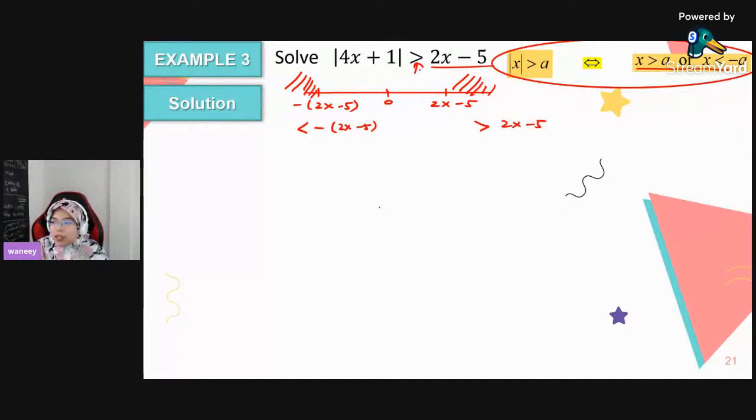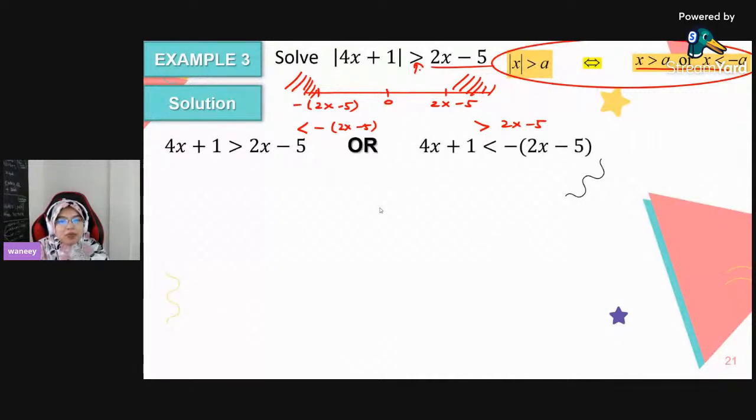Okay, so now let me write them down. So 4x plus 1 greater than 2x minus 5. Or 4x plus 1 less than negative of 2x minus 5. Oh, saya tertukar tempat dia. Tak apalah. Redo je lah. Okay, so 4x plus 1 greater than 2x minus 5. So this is on the right hand side. 4x plus 1 less than negative of 2x minus 5. So that is on the left hand side.